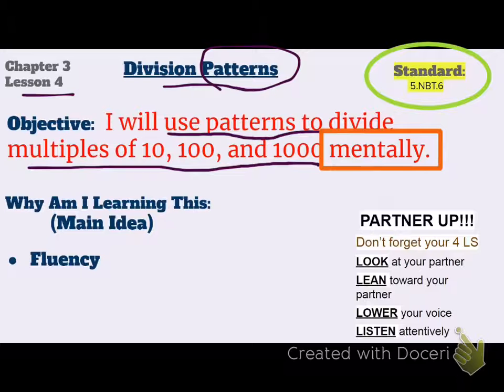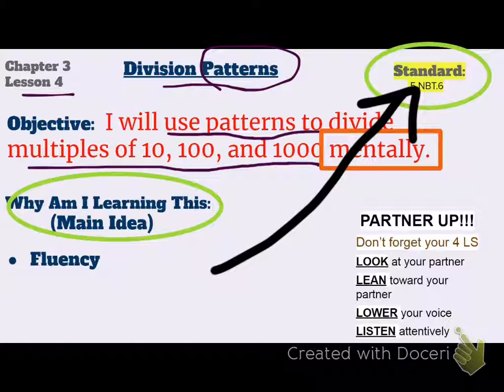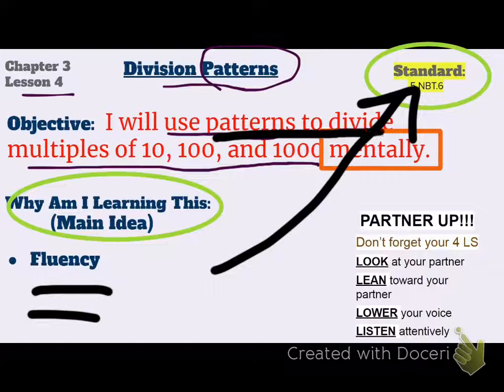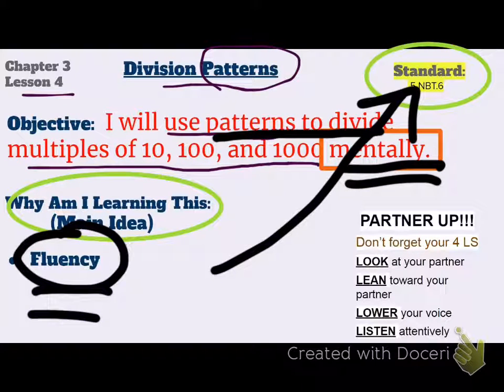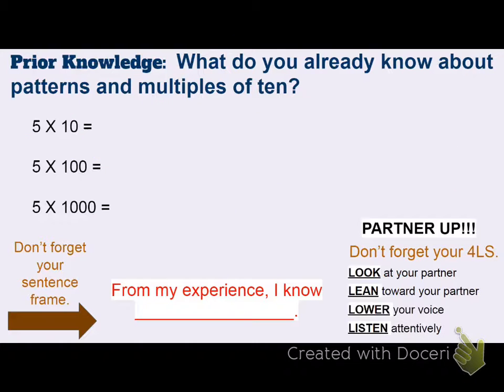Why, Mrs. White? Why are you making me learn this? What's the main idea? Well, you already know. It's a 5th grade standard. You have to learn it to be ready for 6th grade and all the grades that are coming. But fluency has to do with how quick you solve things or how quick you can do a task in front of you. So I'm hoping today you'll be able to use those patterns to divide mentally. The patterns today will help you solve things quickly, so that way you have time to do all of the other things you have on your to-do list.